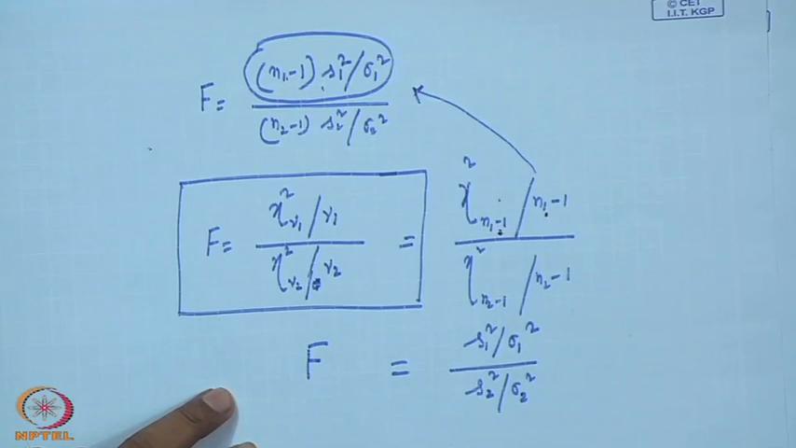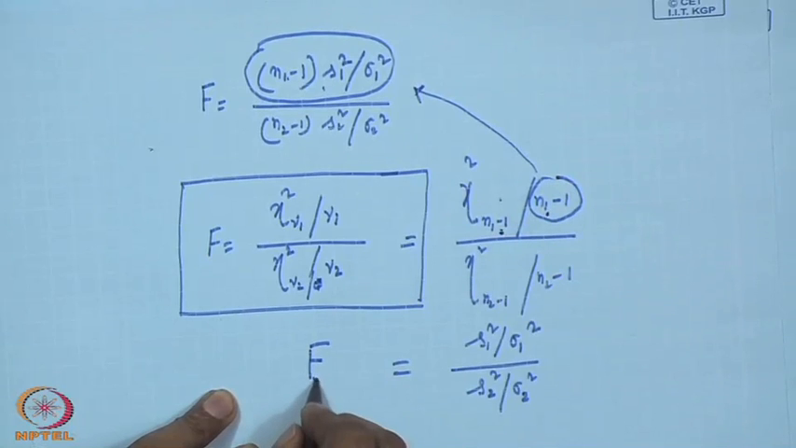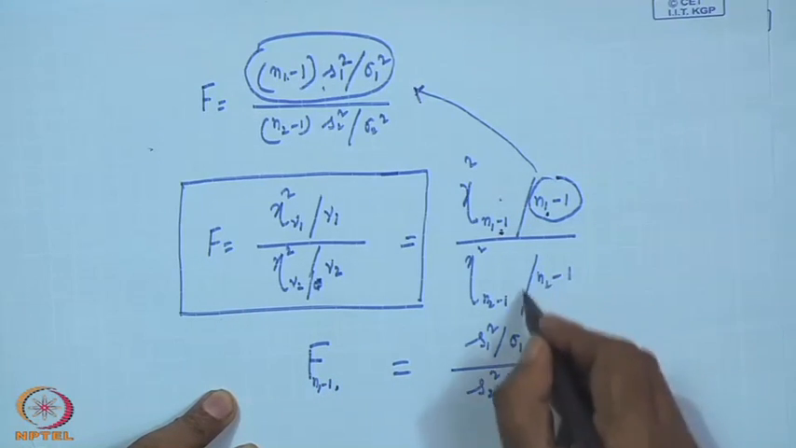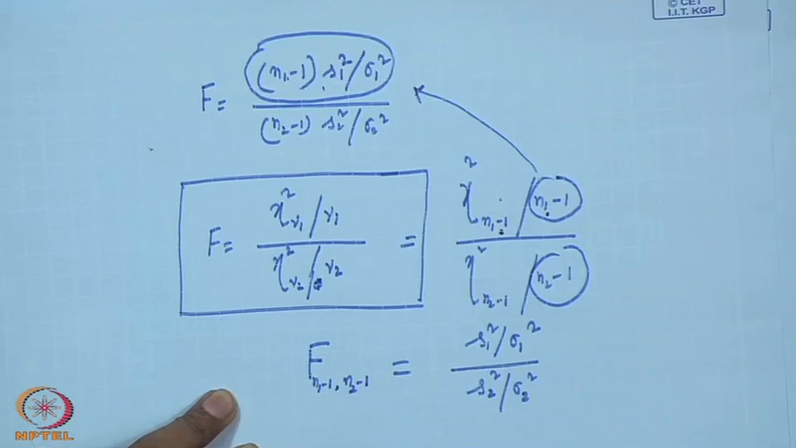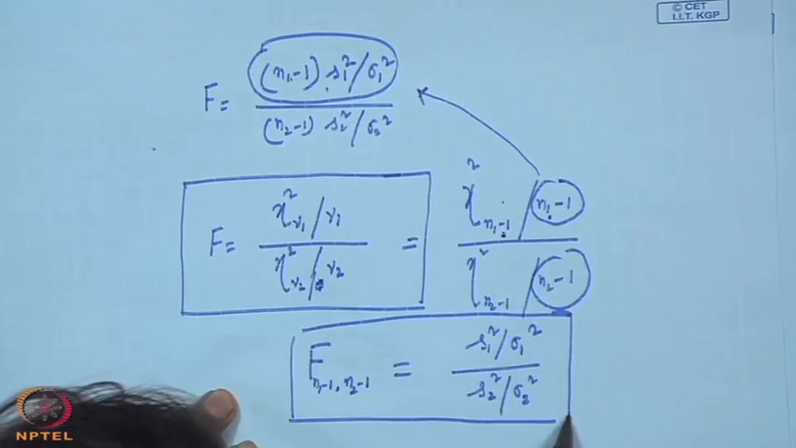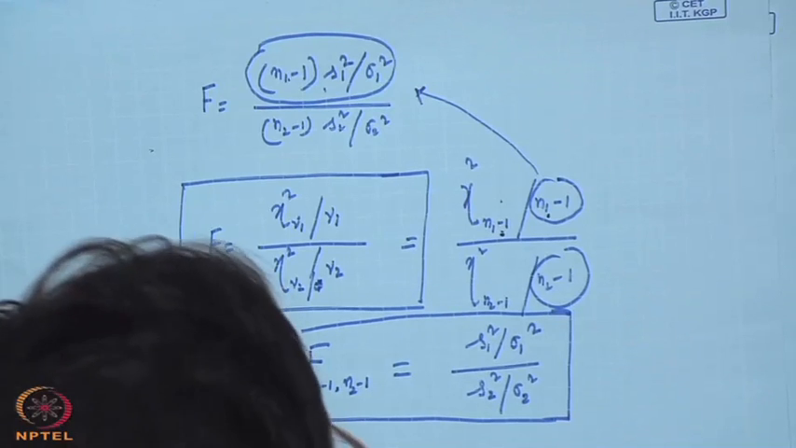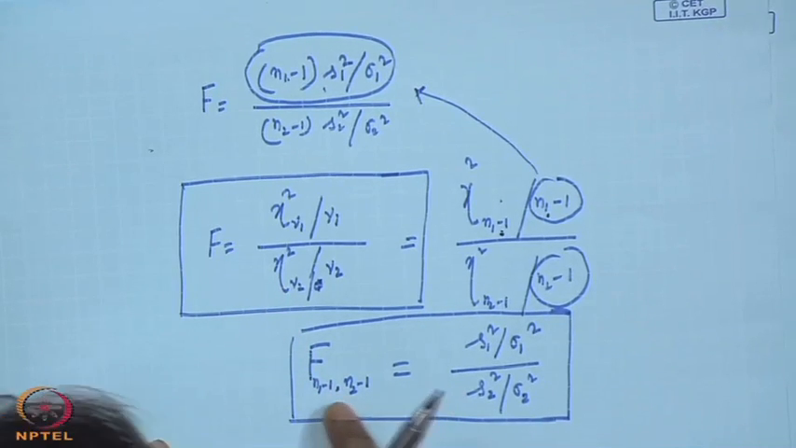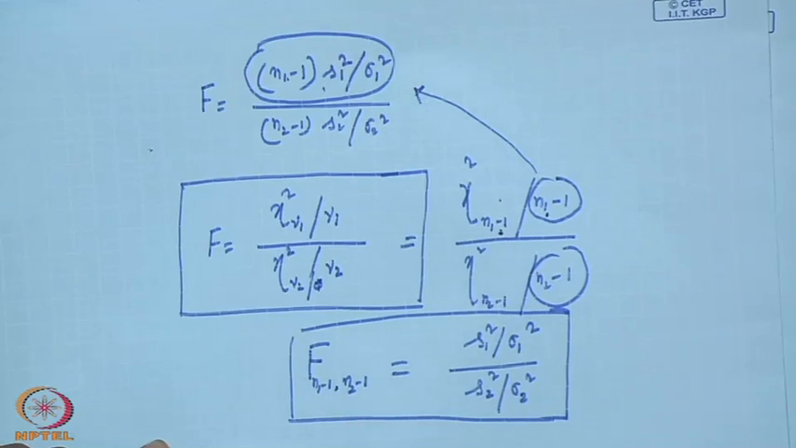What will be the numerator degrees of freedom? From here, what have you divided by? n 1 minus 1. So, n 1 minus 1. Now, what is the degree of freedom of this one? n 2 minus 1. So, this is the distribution. You very well know that S 1 square by sigma 1 square divided by S 2 square by sigma 2 square follows the F distribution with n 1 minus 1 and n 2 minus 1, the numerator and denominator degrees of freedom.